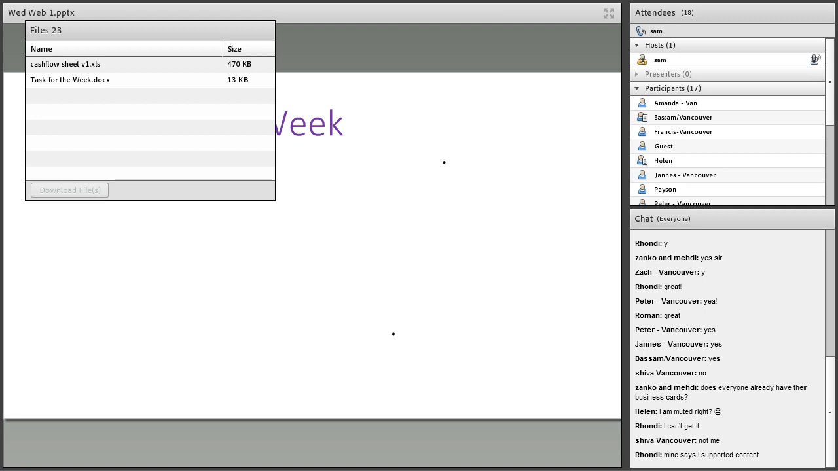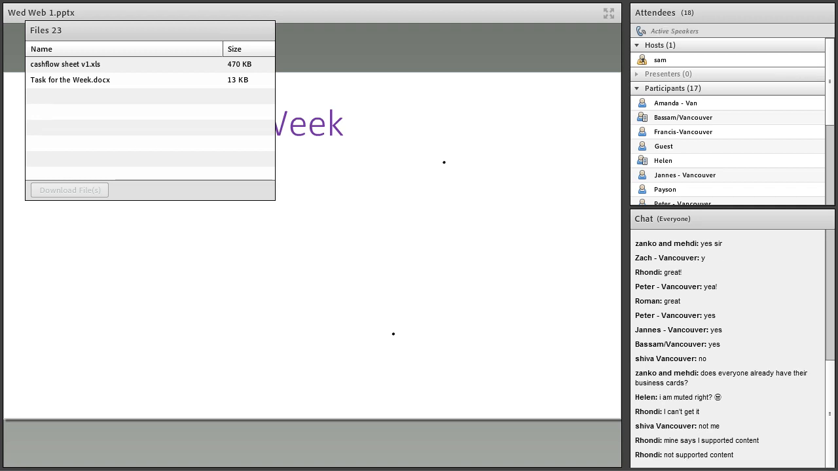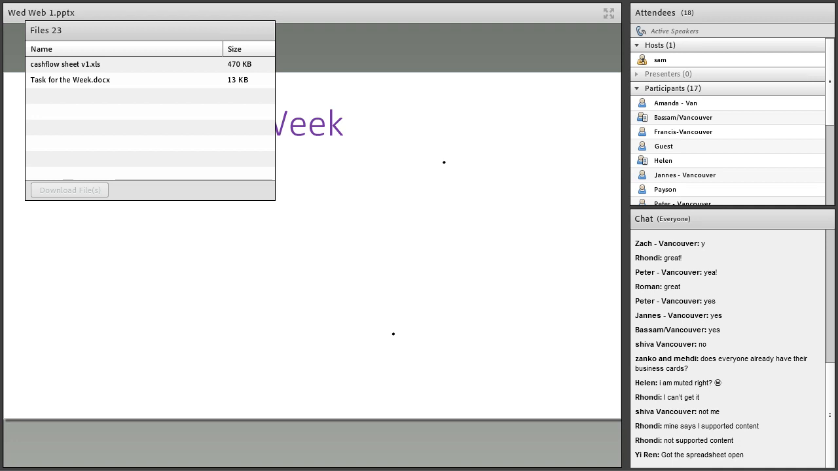If you look at the top of your screen, there should be a mic option. You're muted now because you're all guests. You won't be able to turn on your mic, but I can change your status to allow you to do that. Not supported content? The documents? Is that what you mean?